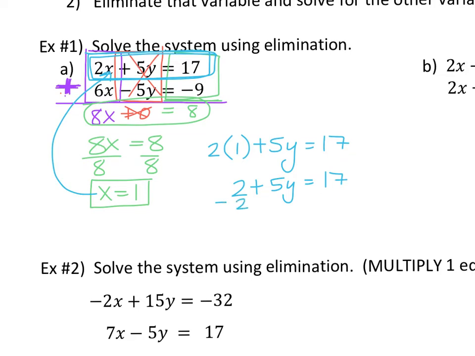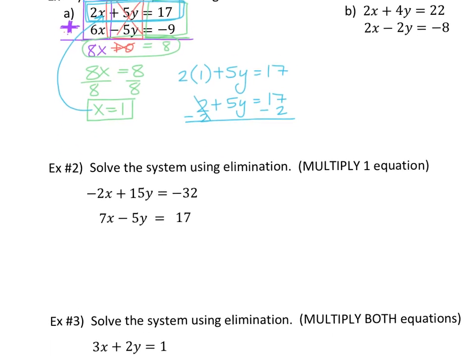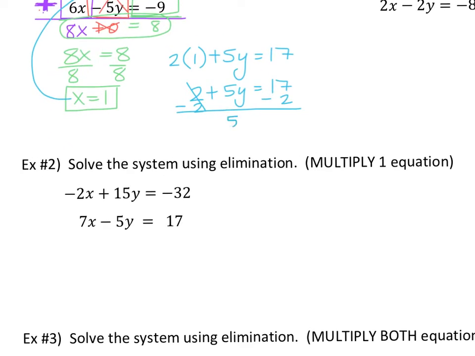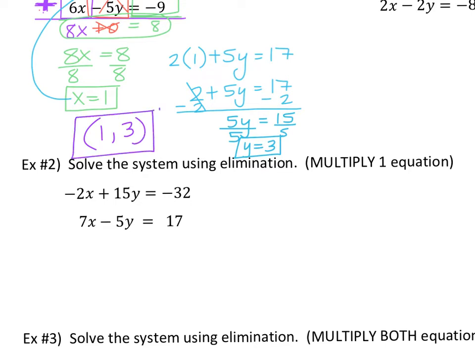I'm going to subtract 2 from both sides. So this is 0, and I'm left with 5y equals 15. And now I'm going to solve for y. Divide by 5, so y is 3. Okay, so my answer is when I take those two values and make them a point: (1, 3). Right, my 1 is my x, my 3 is my y. And that (1, 3) then is your answer.